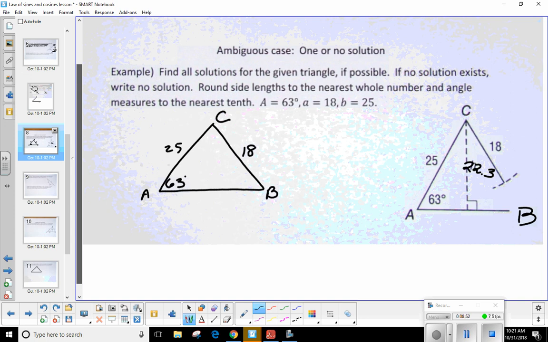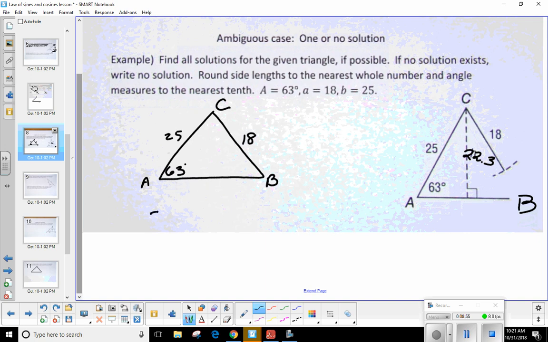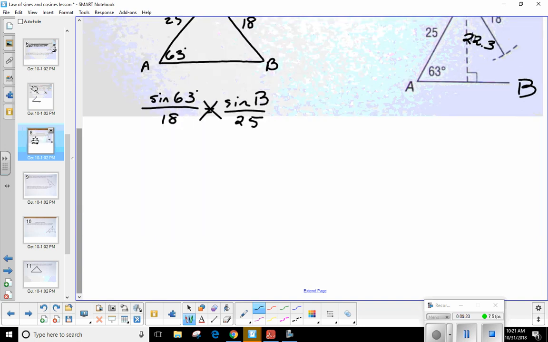Because I do have a pair. So based on what we said the past couple of days, I'm going to take the sine of 63 degrees over 18 equals sine of B over 25. Now, very important question. Will I be taking the inverse? Yes. If you're looking for an angle measure, you will be taking the inverse. If you're looking for a side length, you will not be taking the inverse. Okay. Well, we solve these by cross multiplying. So this is going to be sine of B is equal to 25 times the sine of 63 degrees, all divided by 18, right?